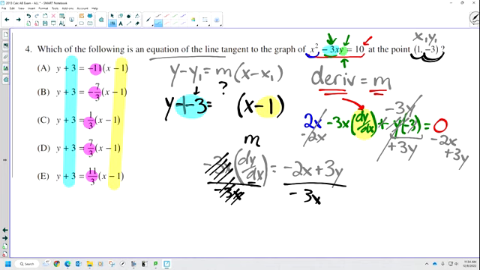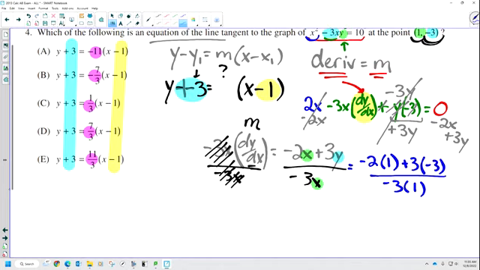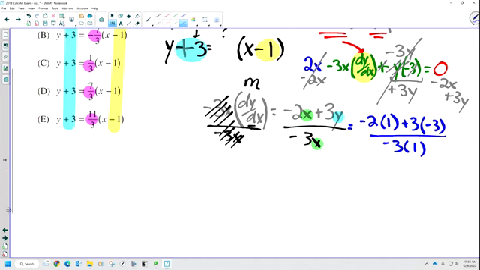I need a number. What do I plug in for x and y? They gave us a coordinate. Why don't we plug 1 in for our x's, and let's plug a negative 3 in for my y. Let's see what we get. I've got negative 2 times my x, which is 1, plus 3 times my y, which is negative 3, all over negative 3 times x, which is 1. Almost done. Told you we were going to do a little bit of work here. 1 through 3, those were cakewalks.